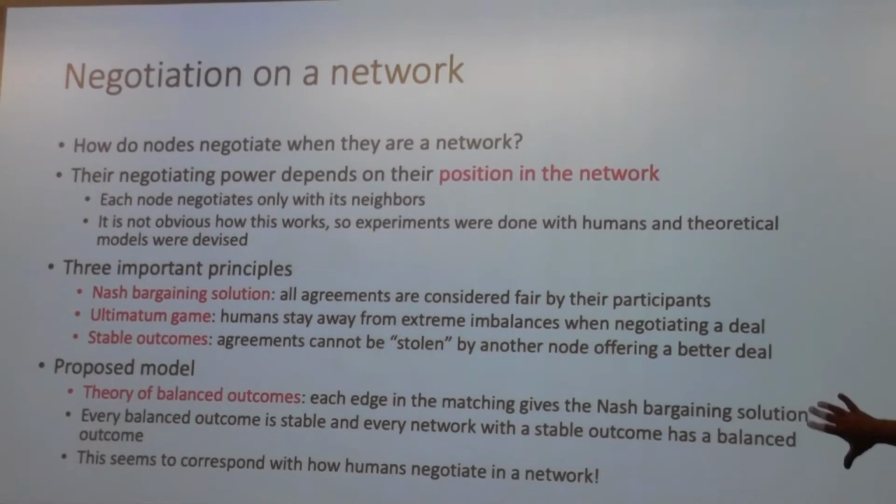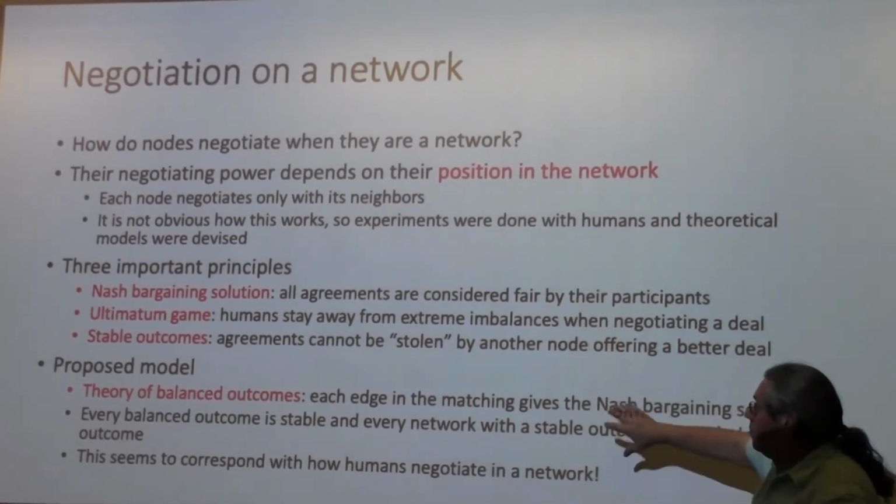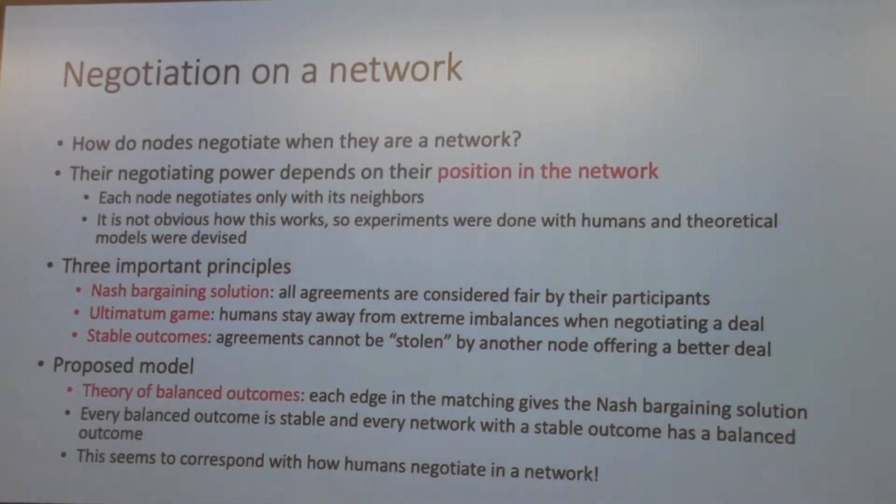Okay, so this summarizes it: the position of the network, the three principles, and the proposed model as the theory of balanced outcomes, which corresponds to how humans negotiate.